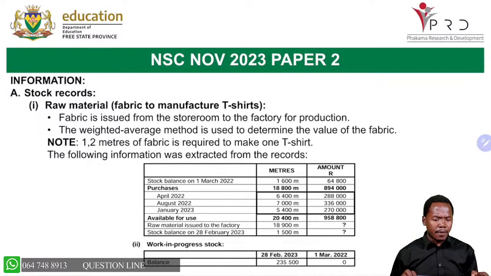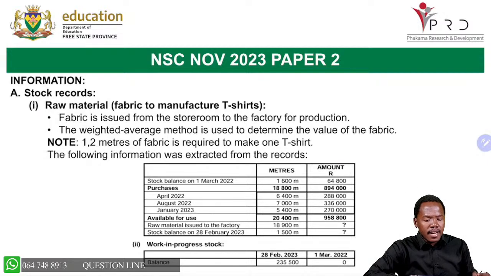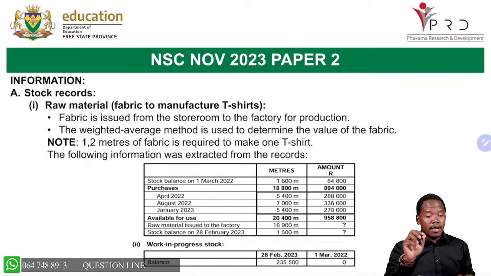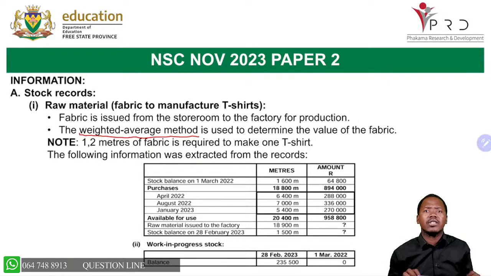Now, let us look at information A. We are given our information A here. Raw material, fabric to manufacture t-shirts. Fabric is used from the storeroom to the factory for production. Next, it says the weighted average method is used. Now, very important, grade 12. What are we noting here? We are noting that this business is using the weighted average method.